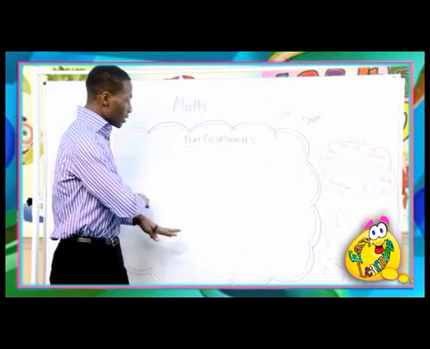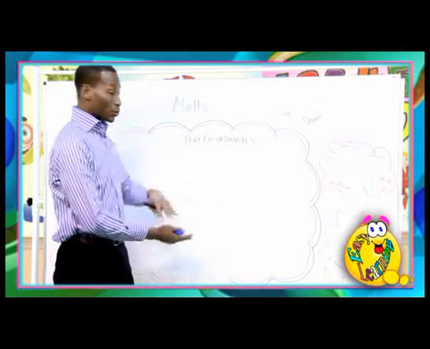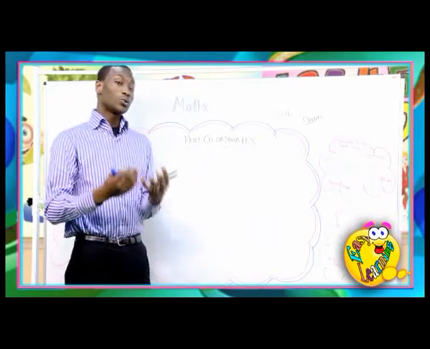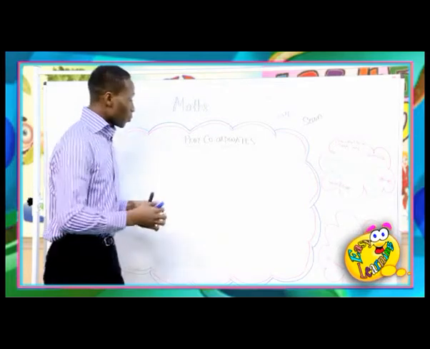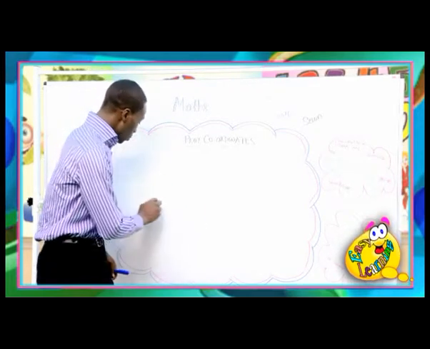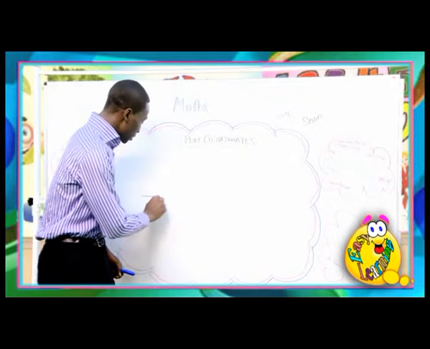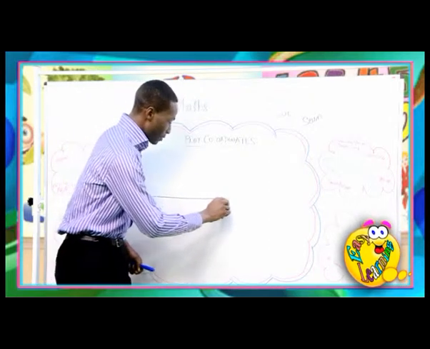Now, if I want to divide this region into a top and a bottom, what will I need to do? The first thing I'll need to do is to draw a horizontal line. So we have a line here.